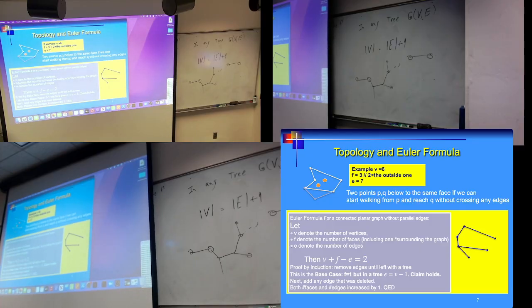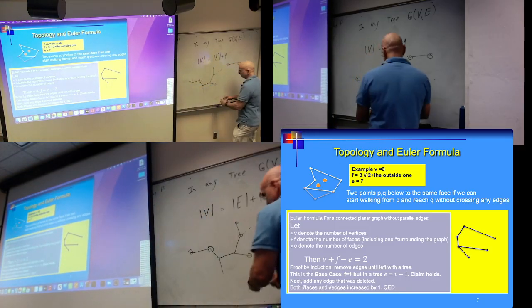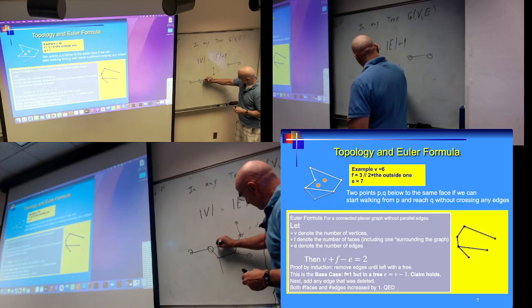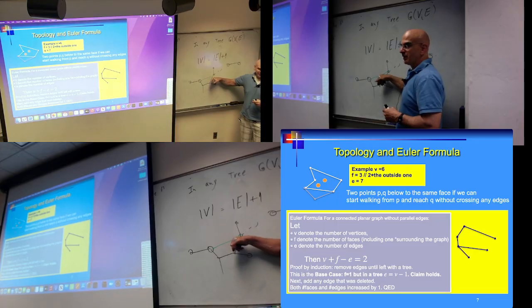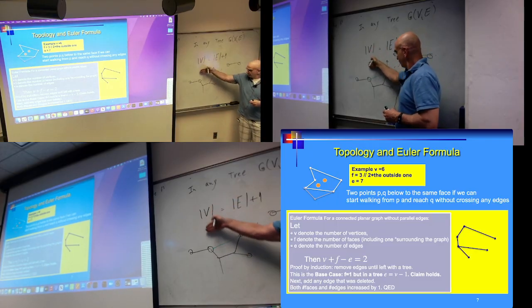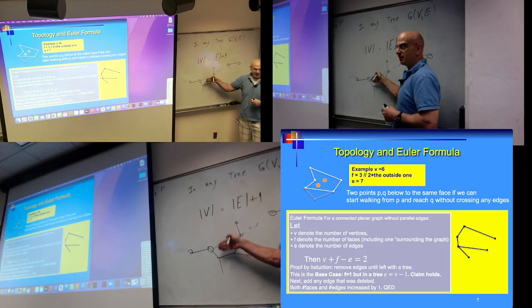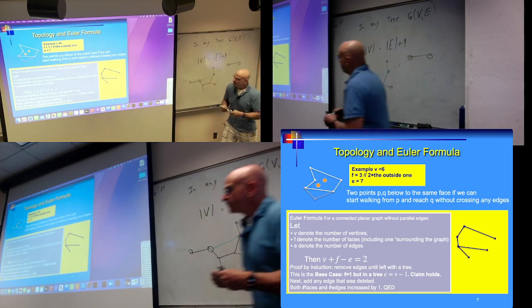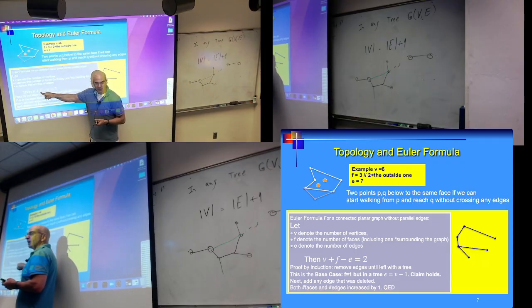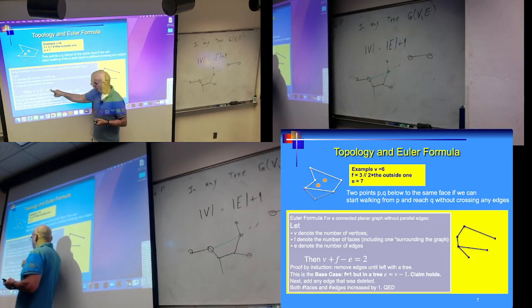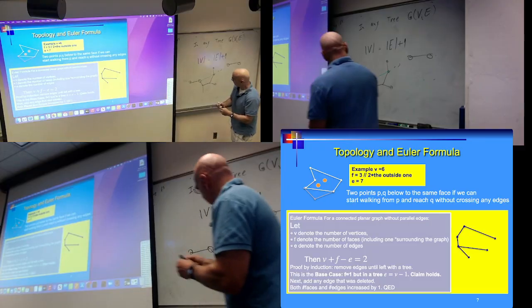Now, since I already have a cycle, every edge that I'm putting back, let's see an example, I'm only adding an edge between 2 vertices that are already connected. What did I do to the number of faces? I took the outer face and I split it into 2 faces, increasing the number of faces by 1. That is, I added 1 edge and I added 1 to the number of faces. So if it was true before, it's true now.